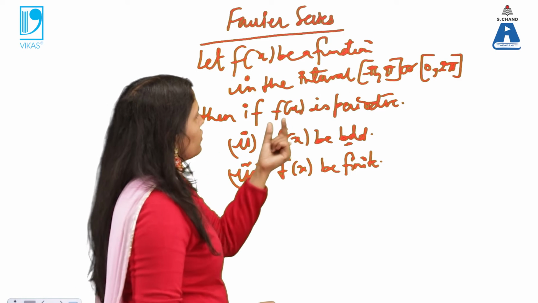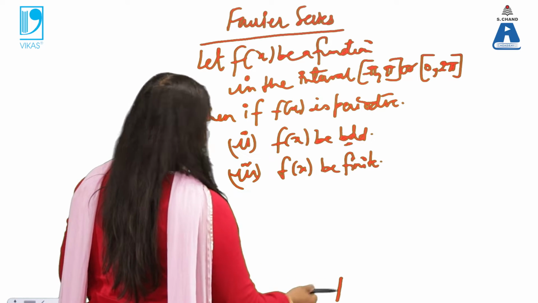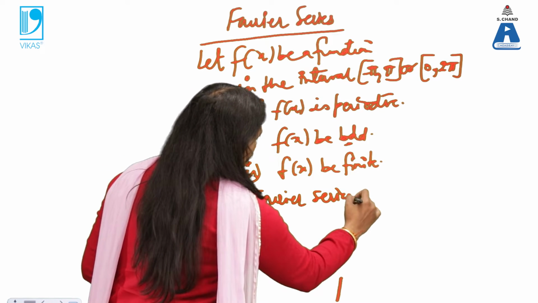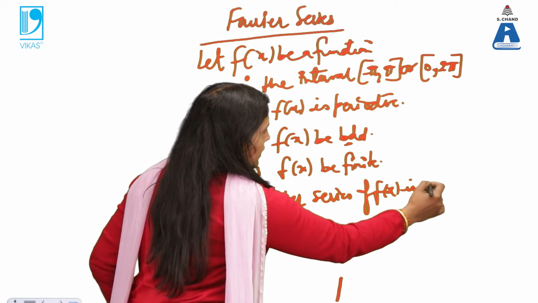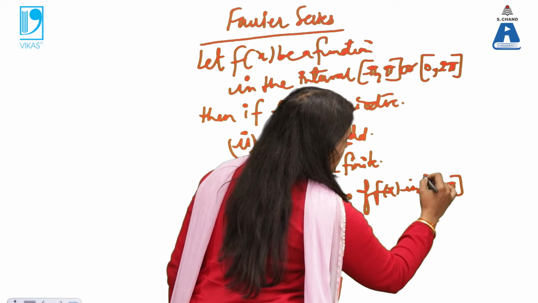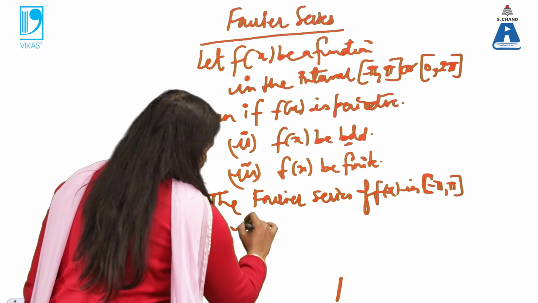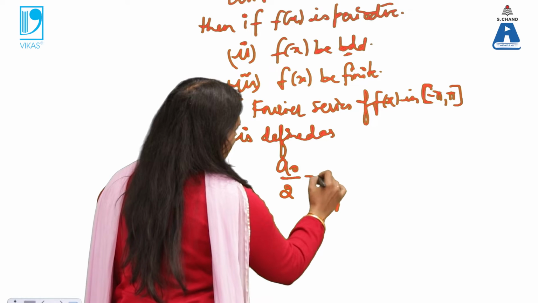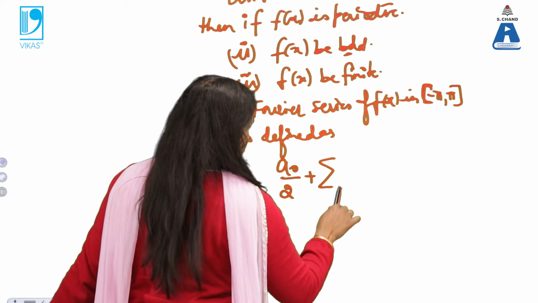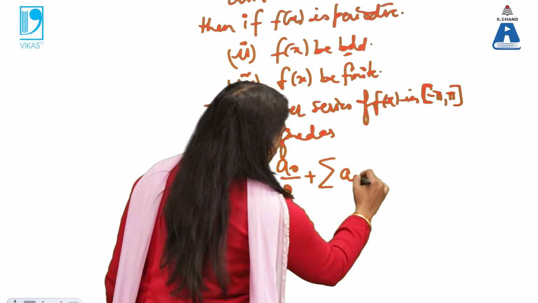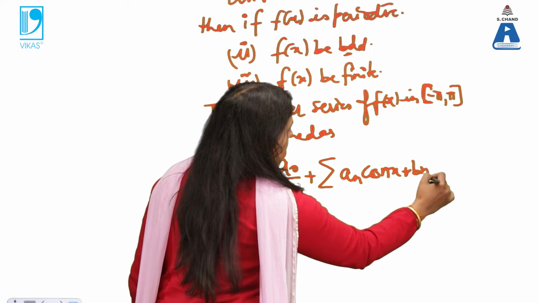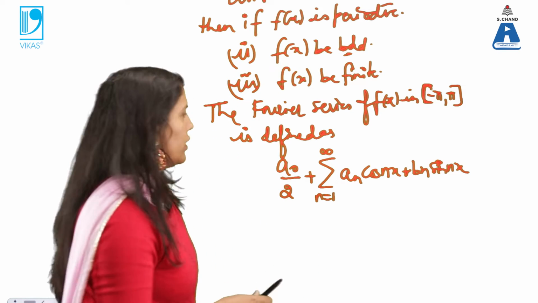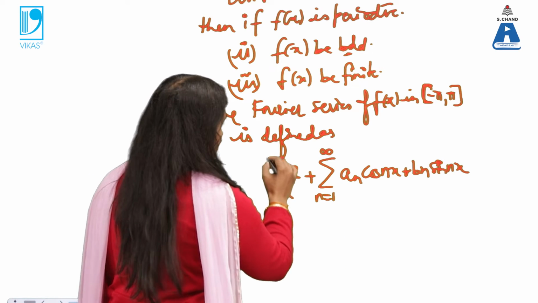A function f(x) in this interval that is periodic, bounded, finite, then the Fourier series of f in the interval minus pi to pi, this is a closed interval, not an open interval, is defined as: a naught by 2 plus summation of (a_n cos nx + b_n sin nx). Here n is a natural number, n from 1 to infinity, and natural numbers start from 1. a naught by 2 is separate. So this is the Fourier series.